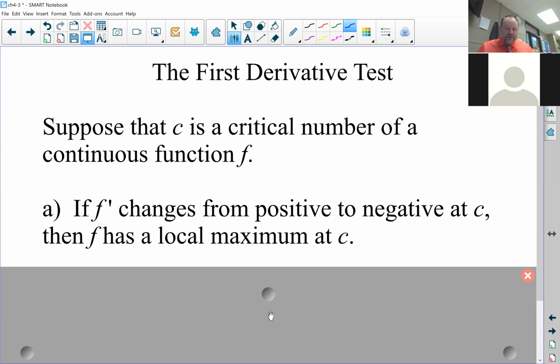So we're talking about f prime is positive. I'm sorry, f prime is positive. So that means f is increasing. It gets to c and then it starts to decrease. So that gives us a local maximum value.